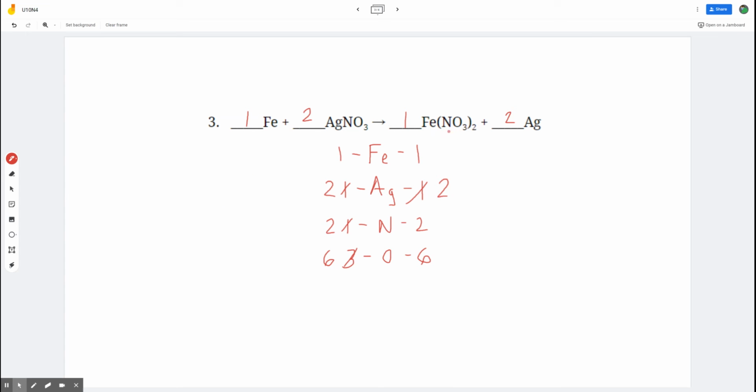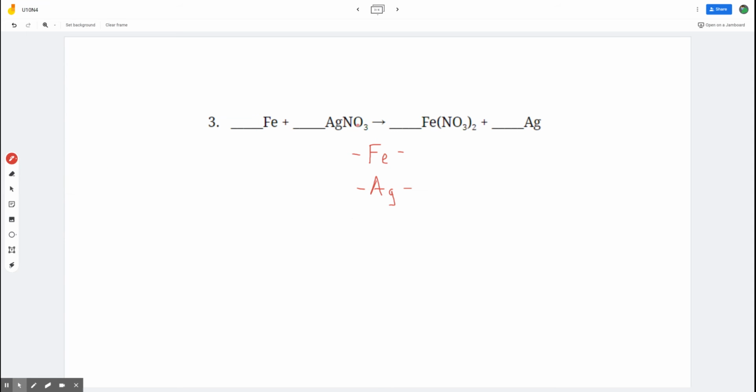Alternatively, there's another way to balance when we see these polyatomic ions that makes things go a little bit faster. So this way will always work, but it takes a little longer to count these things individually. So let me clear this, and we'll do a slightly faster way to do this with the polyatomic ions.